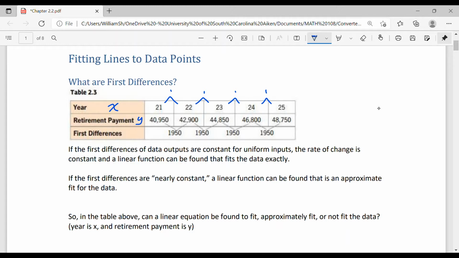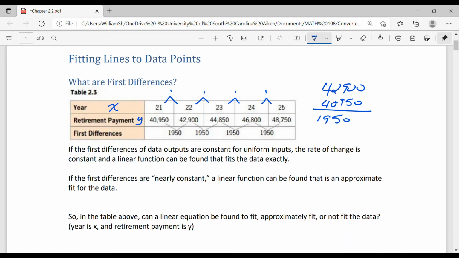Essentially, to find that first difference, for instance on that first one, they just took 42,900 and subtracted 40,950 from it, and that's what gave us that 1,950. And then we checked the difference between the next two and the next two and the next two, and they were all 1,950.